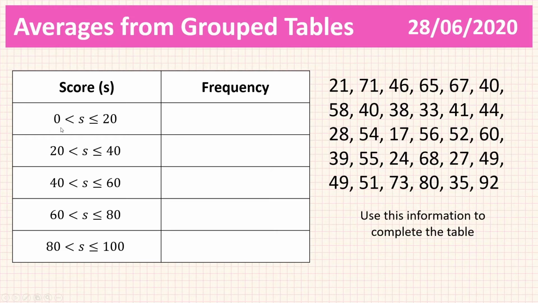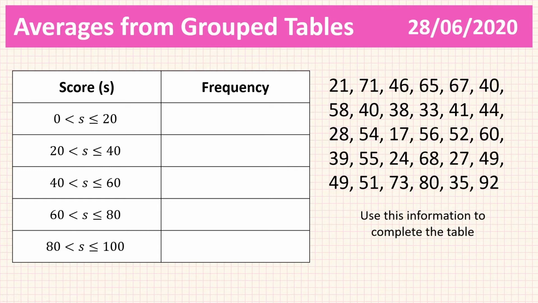So the first group is 0 less than the score less than or equal to 20. That means the frequency of this first group is going to be any number that is bigger than 0 and less than or equal to 20. So 20 would go in the first one. If you look at the second one, it starts with 20. It's saying bigger than 20 but less than or equal to 40. So we don't want to include 20 in our second category because we're including 20 in our first category. In our second category, because it's not equal to 20, we want anything bigger than 20. Any score bigger than 20 but less than or equal to 40 goes in our second category, and so on and so forth.